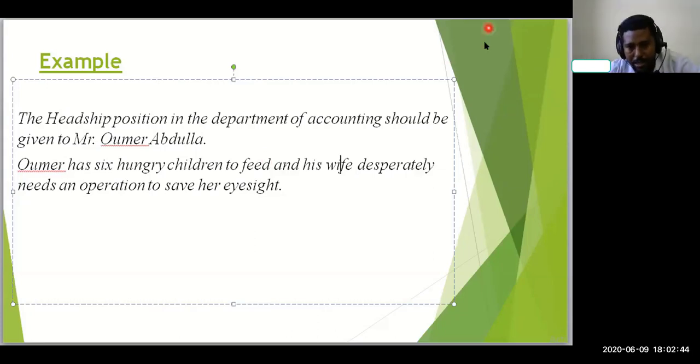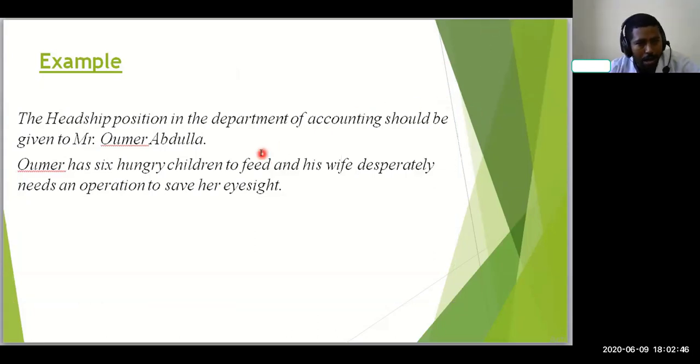So the listener, or those who are in a position to make the decision, may accept, or at the same time may reject. But what we can be sure of here is that the evidence is not logically relevant to say the head position must be given to Omar Abdullah.